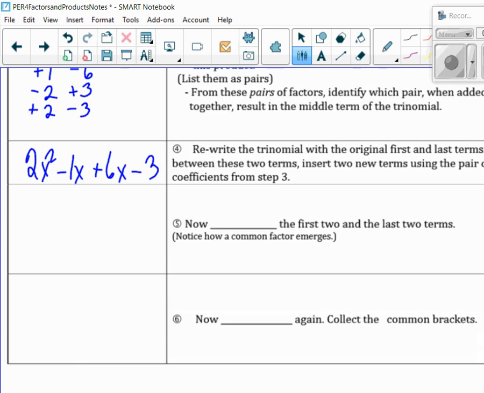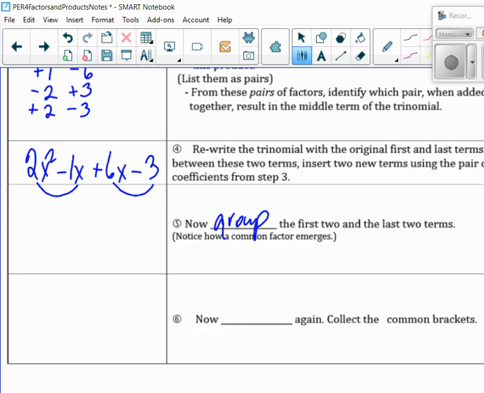Does everybody agree that if I were to combine minus 1x and positive 6x right now, it would still be 5x and it's still the same question? Okay, all I'm doing is making it into 4 terms. So now what we do is we group the first 2 and the last 2 together. And what you're going to do is factor out a common factor from each of the groups.